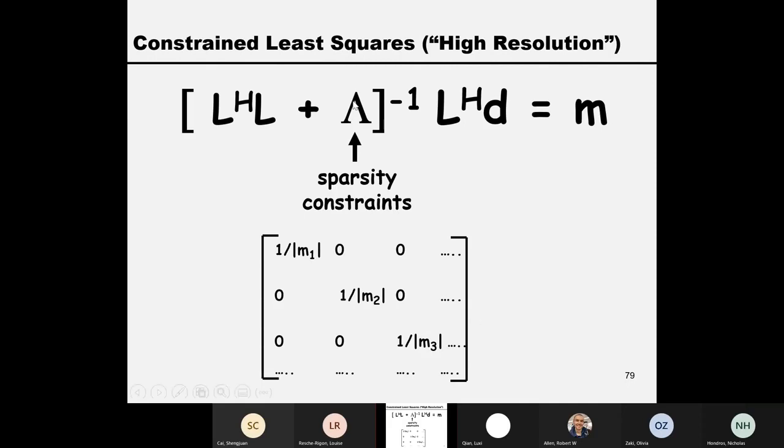So instead of a constant lambda, this now becomes a diagonal matrix, and the individual elements vary with the previous solution, right? And sometimes in your software, that's simply called high resolution. High resolution really means sparseness, right? And in terms of inversion theory, it's called a sparseness constraint.